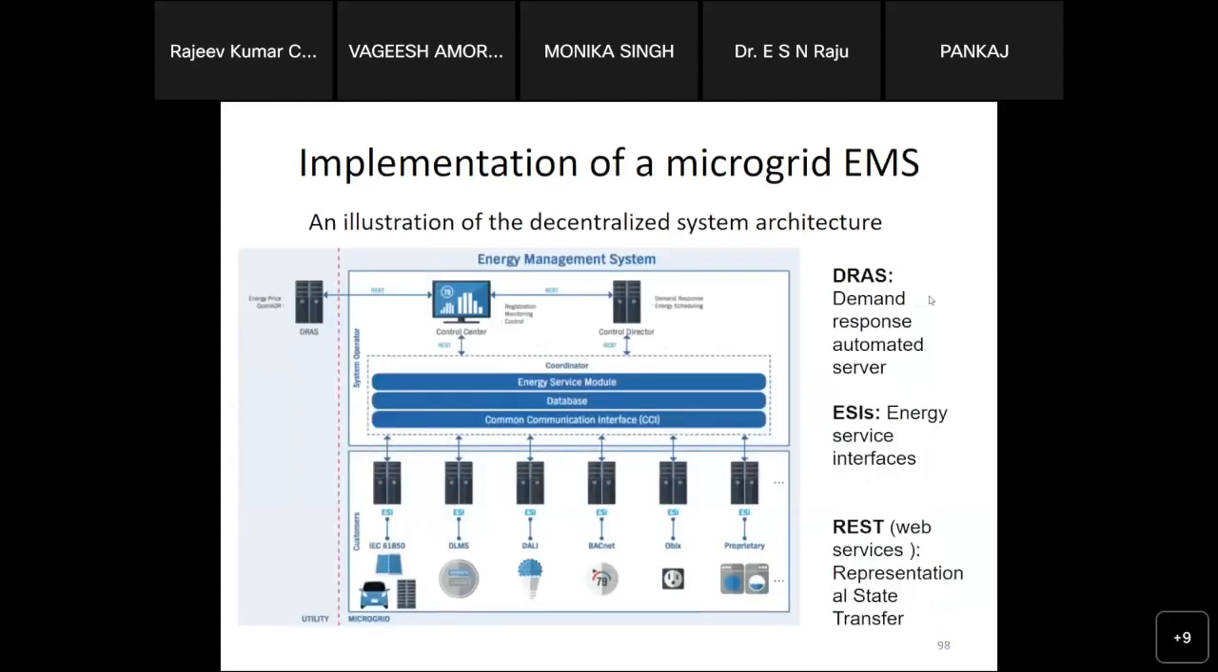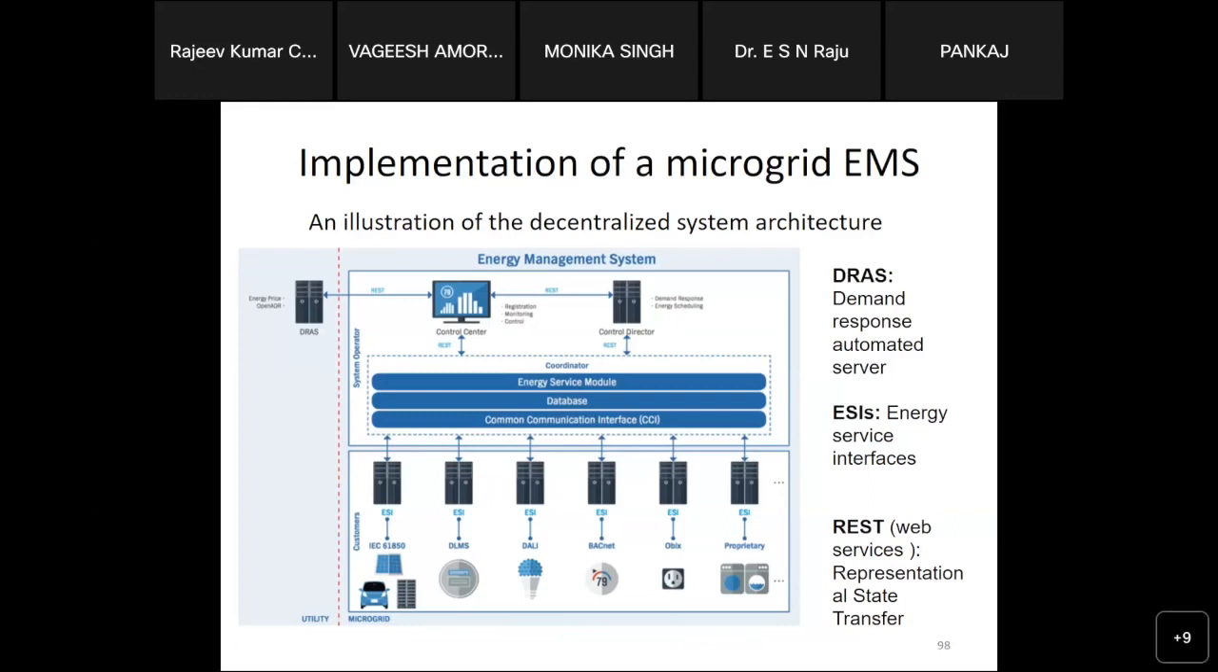So this is a decentralized system structure. As we can see, we have different devices, and they have their own communication protocols, and we have the energy service interface. When we see the DERs, they have a communication protocol like IEC 61850. For the HVAC, we have DLMS. Likewise, we have different devices with different communication protocols. In between, we have the common communication interface, which brings all the different devices with different communication protocols into one common communication interface.